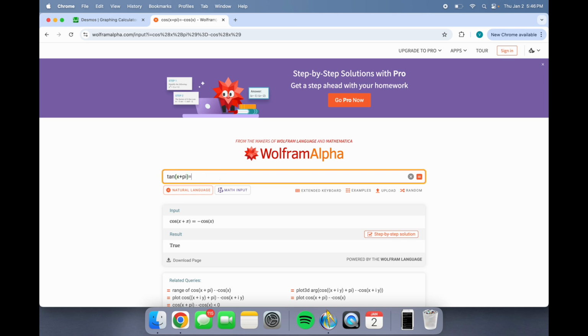So tan of x plus pi, by definition, is sine of x plus pi over cosine of x plus pi.